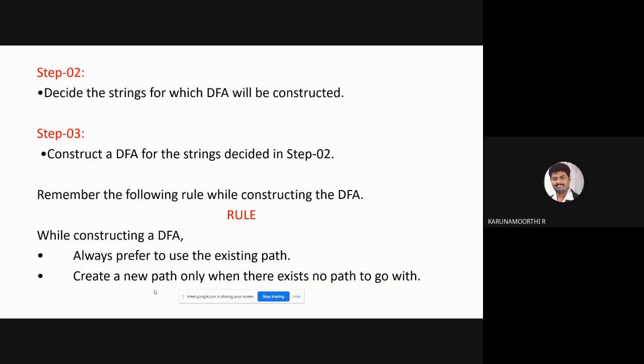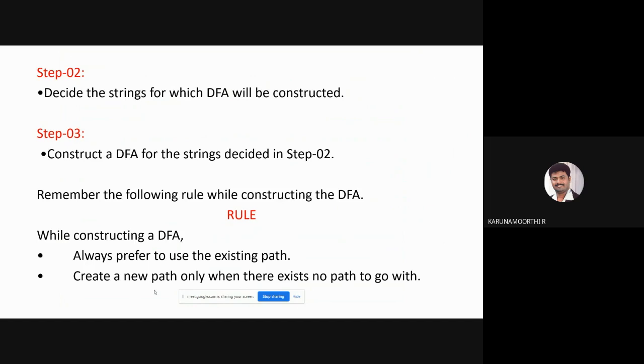We cannot provide a separate diagram for each and every string. So for the entire set of strings generated by a particular automata, you have to consider only a single machine, not more than one. While constructing a DFA, always prefer to use the existing path, and create a new path only when there exists no path to go with. This is the rule you have to keep in mind.